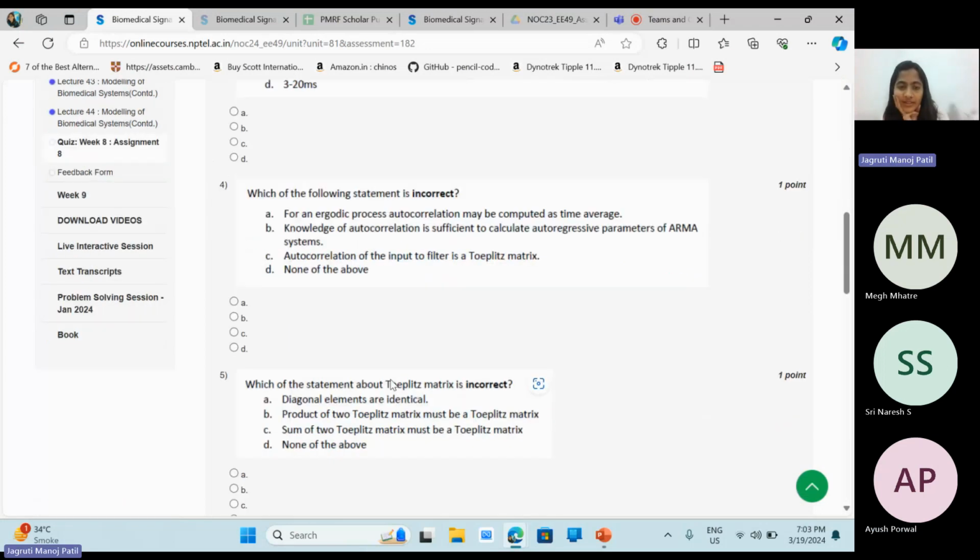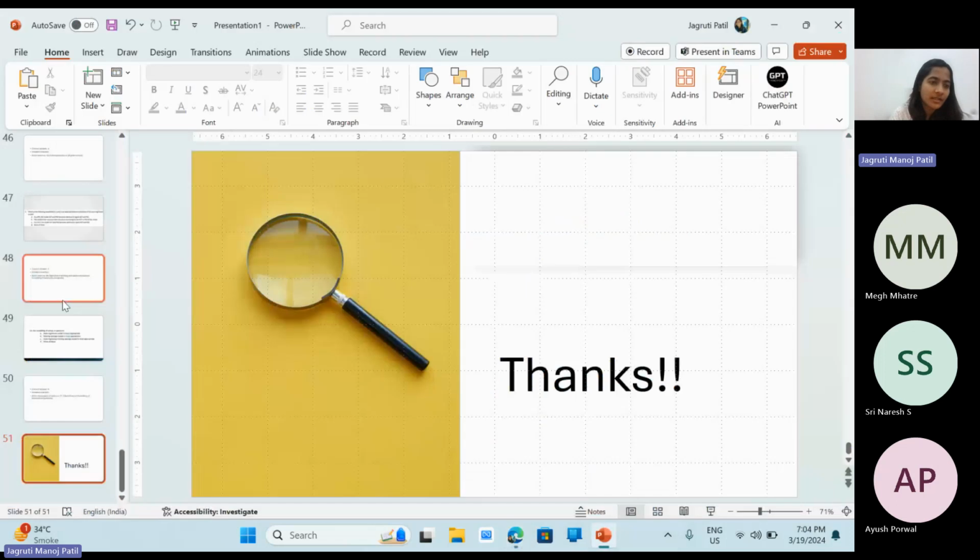Which is incorrect: for an ergodic process, autocorrelation may be computed as a time average. Knowledge of this is sufficient to calculate these parameters. Autocorrelation of the input to the filter is this matrix. What do you feel? Ma'am, the first option is correct, 100%. Ma'am, the second option, this statement was given by the sir in the PPT. But ma'am, I have a doubt whether it is for the ARMA model or the autoregressive or all-pole model.